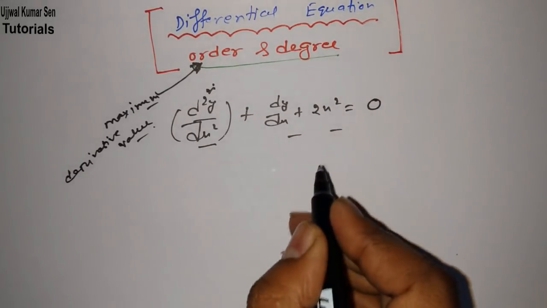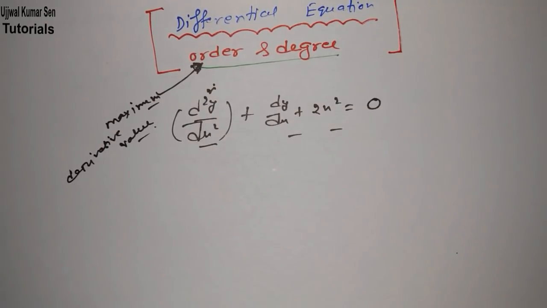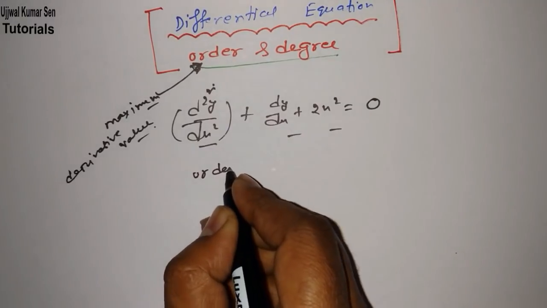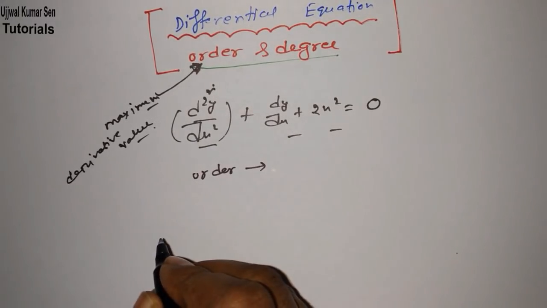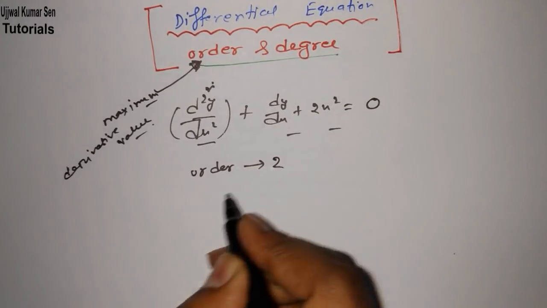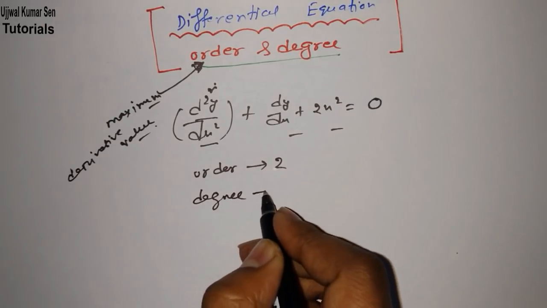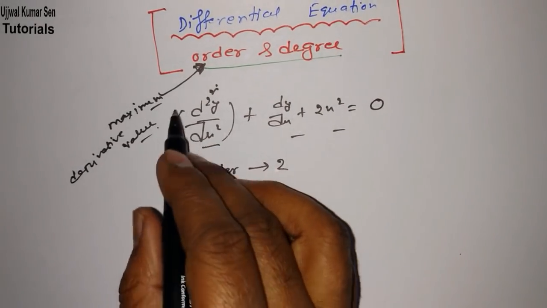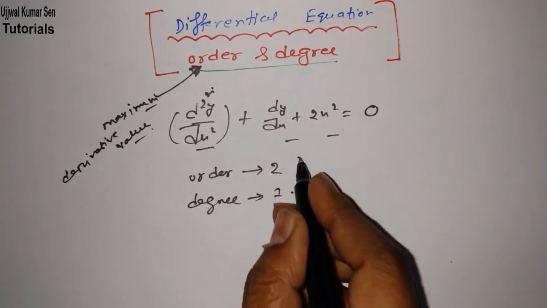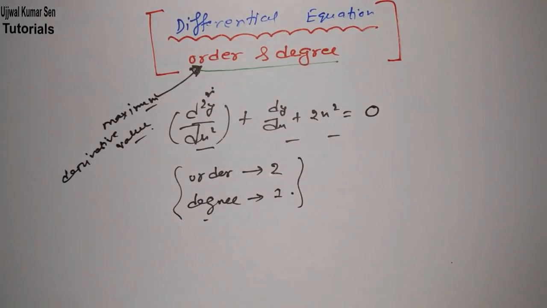So here, this is a simple example I have taken. If I ask what the order of this equation is, that is 2, and then the degree, because there is no square or anything else on this derivative, is 1. So this is how you can find the order and degree of any problem.